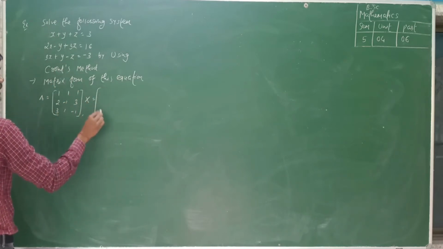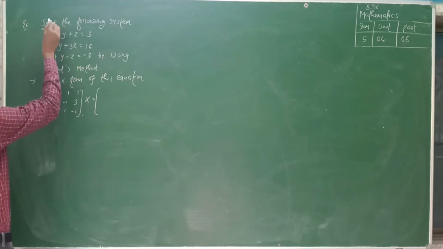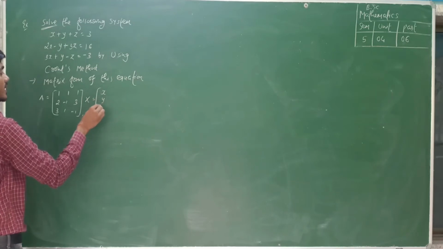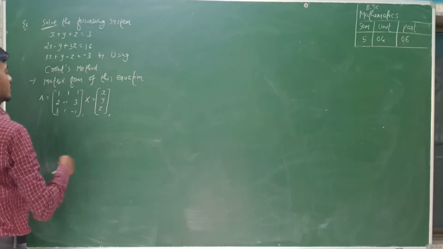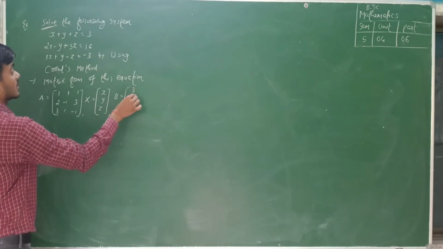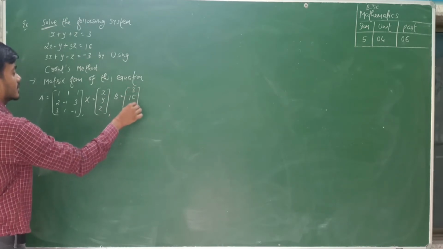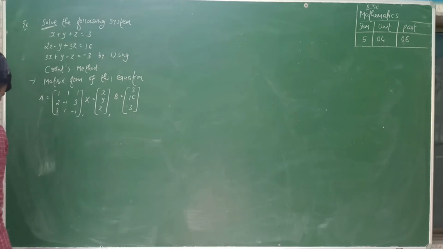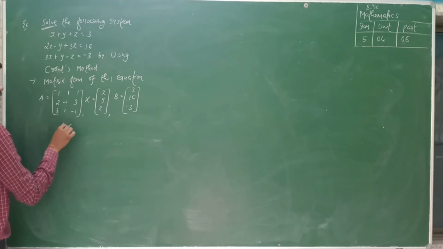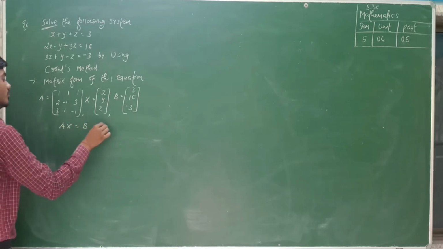Solve, that means we find the value of x, y and z, the three unknowns. And the constant value b is equal to 3, 16 and minus 3. Now this is the form of AX is equal to B.